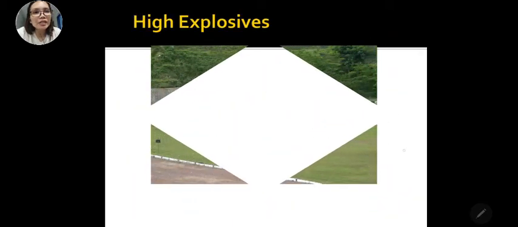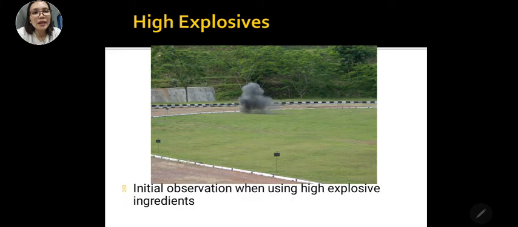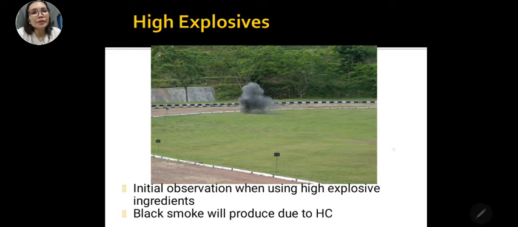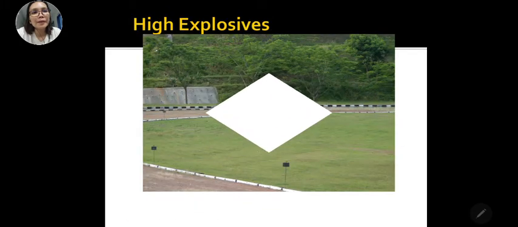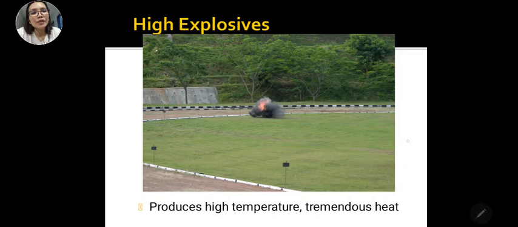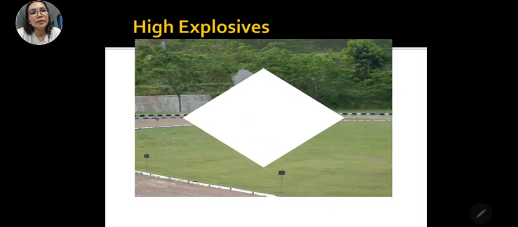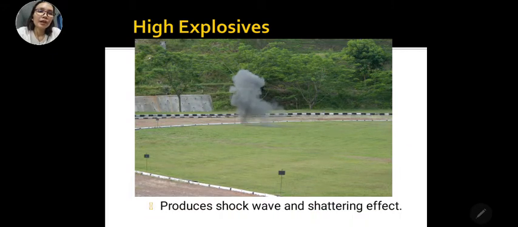So kung makikita nyo, medyo maliit lang siya, yung crater na tinatawag. Now, high explosives naman tayo. So we have the initial setup. Kung mapapansin nyo, yung smoke is black due to hydrocarbons. So we have tremendous heat. And there is a production of shock wave and shattering effect.